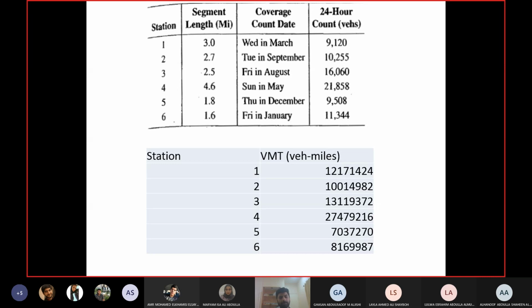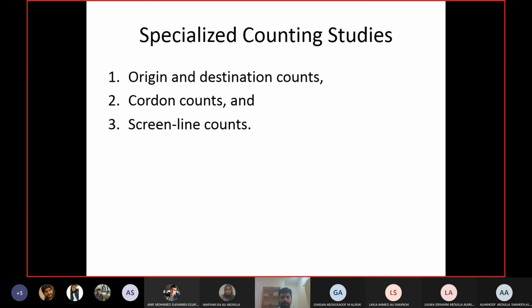Okay, so this is the benefit of calculating VMT, that you can find out which station is more important in terms of its usage. And when you get the factors in the end, VMT, you don't have to worry about whether I should look at the volume or the length. Both values are already combined together in VMT values.